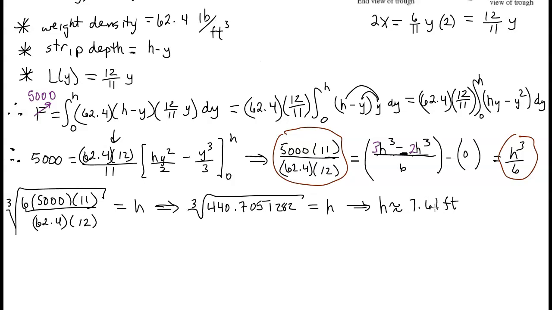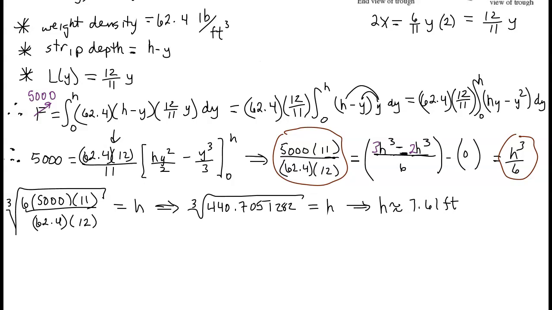Okay. So that means that I wouldn't be able to fill up the water in this water trough beyond 7.61 feet because anything over that would have a fluid pressure on those end plates of more than 5,000 pounds. Okay, so that is one of the first things that we needed to do. We needed to find out what was the value of h.